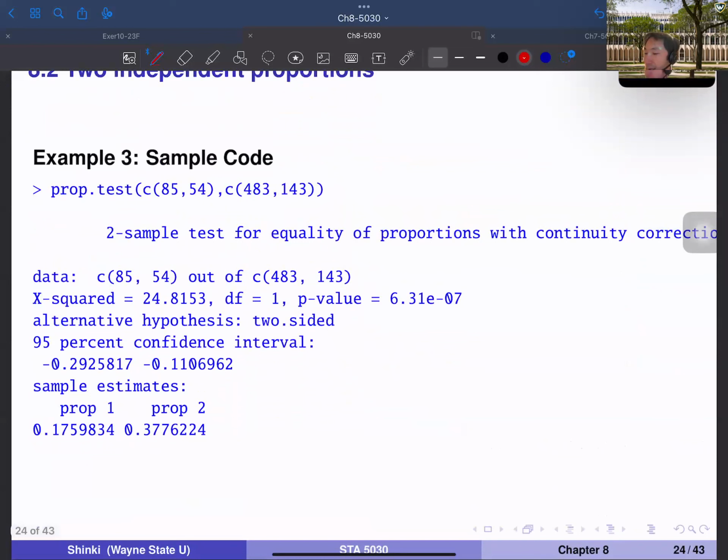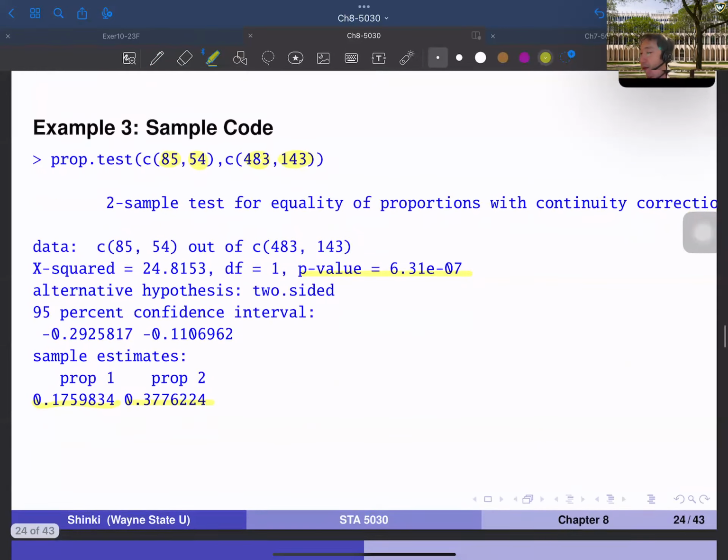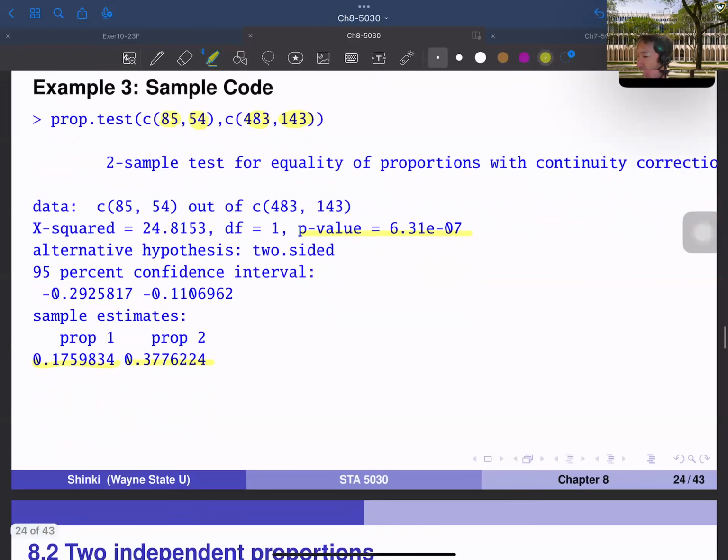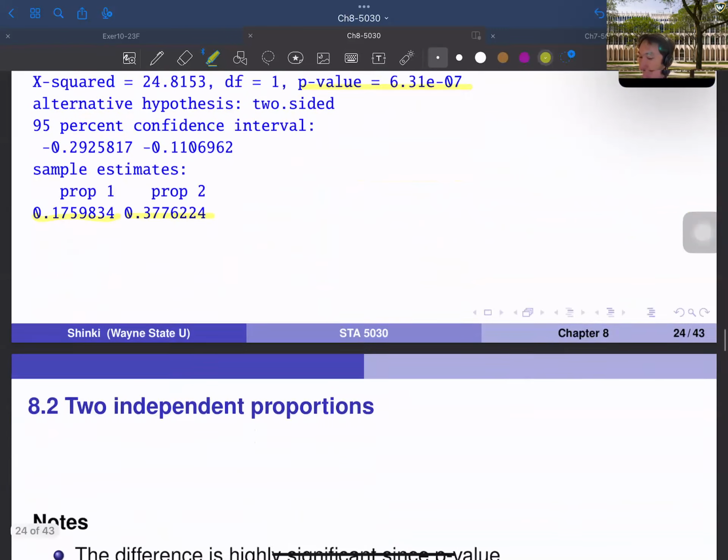And this is the result. The proportions are 85 out of 483 and 54 out of 143, which are 0.176 and 0.37778. Then the p-value is very significant. So we can say that applicants from Wayne State actually enrolled at a higher percentage.